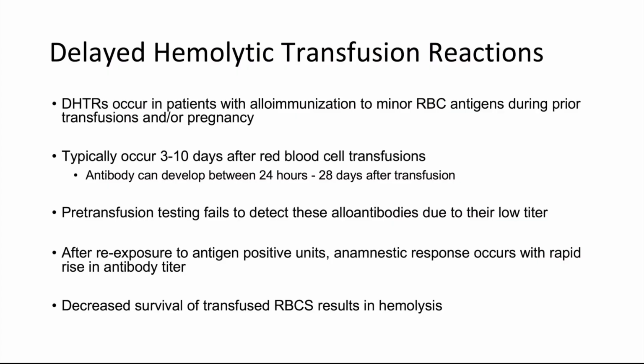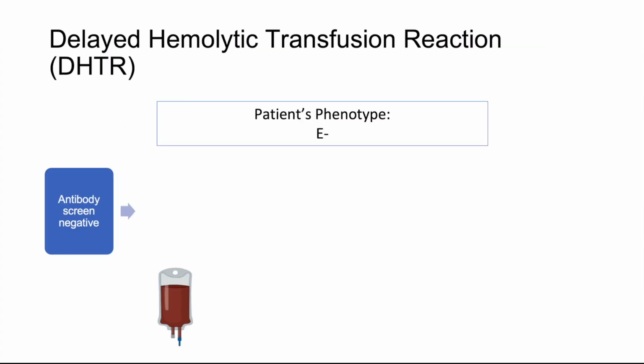Pre-transfusion testing can fail to detect these antibodies, like in terms of the Kidd antibodies, due to the low titer. After re-exposure, there could be either a new antibody formation or an anamnestic response that occurs, and this will cause decreased survival of red cells. So how does this happen?